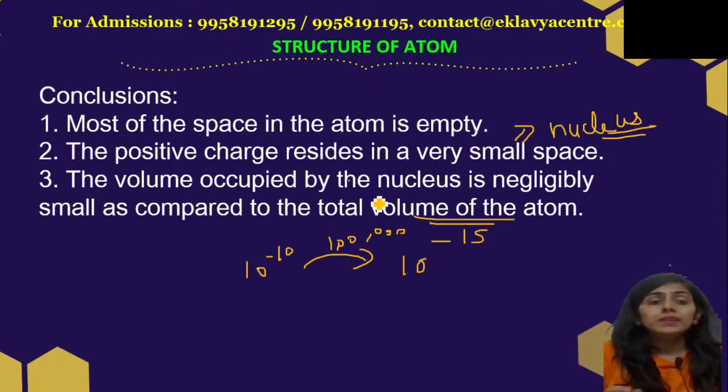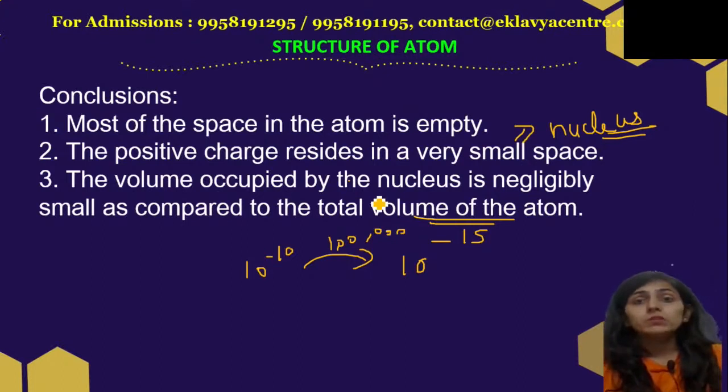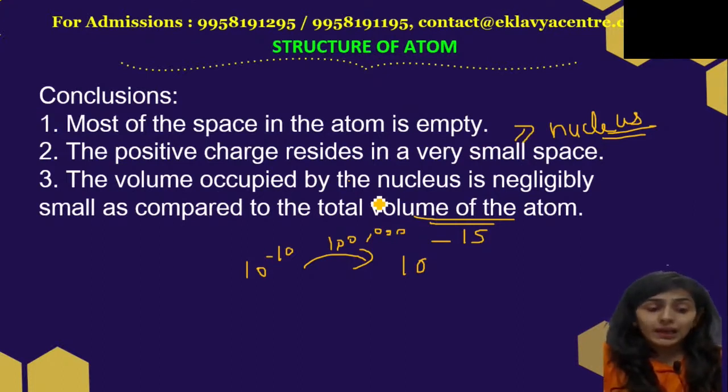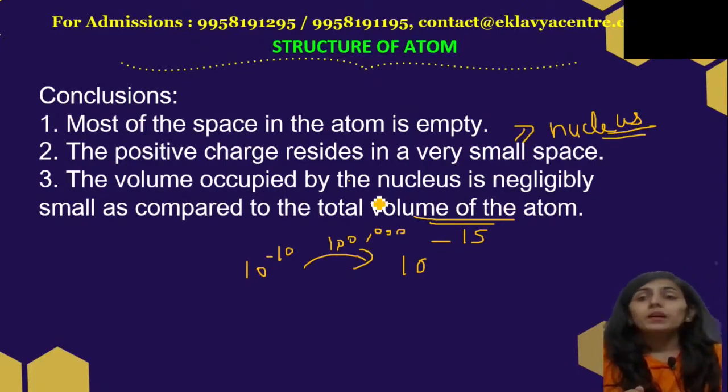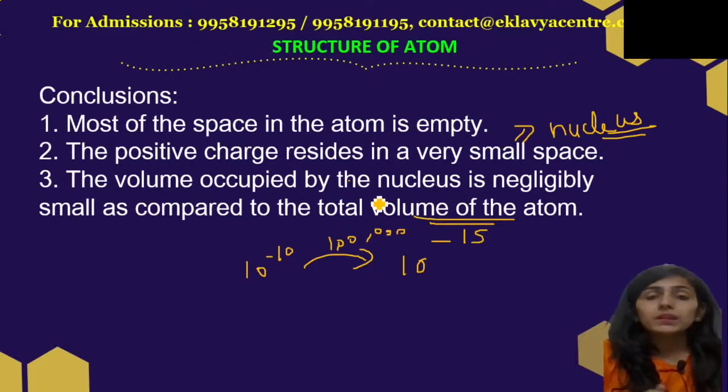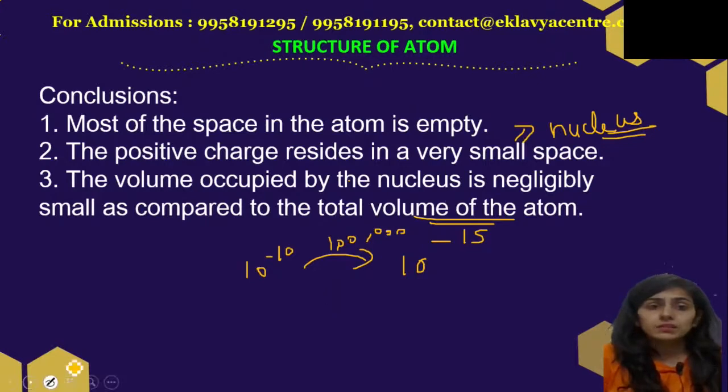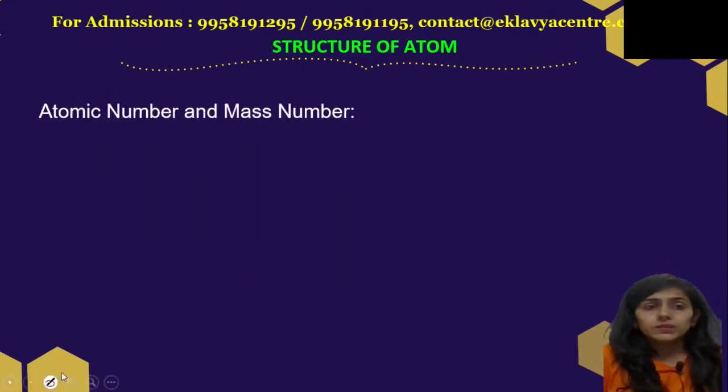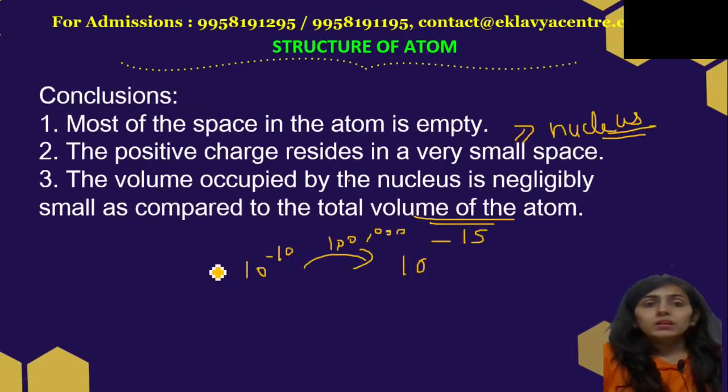In this model, we discussed the experiment conducted by Rutherford in his lab. Then we discussed the observations he made, and on the basis of those observations, the conclusions. Clear, beta? Yes? Okay. Now let's go to the next topic. Is it clear till this much?